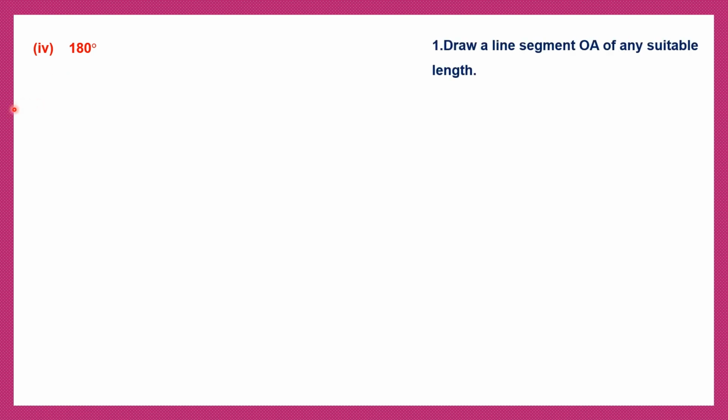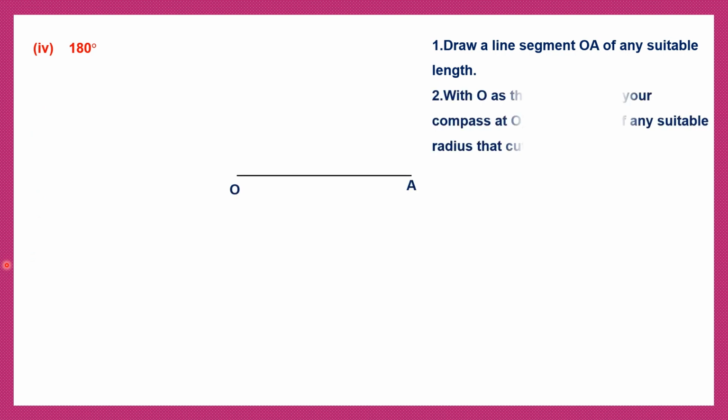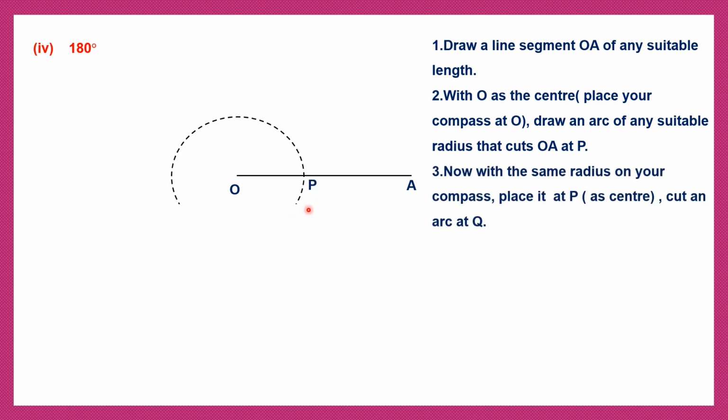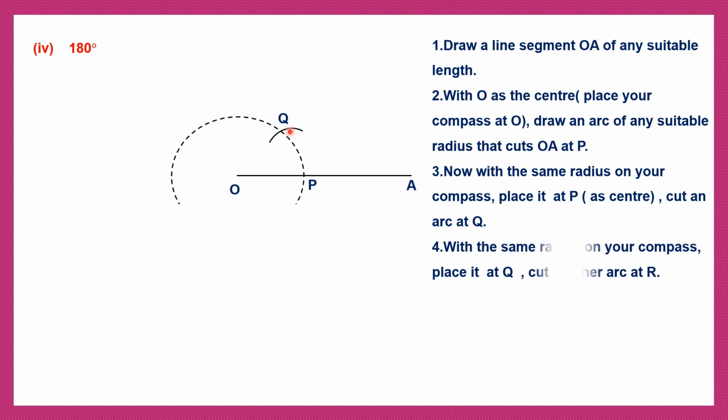So let's begin by saying draw a line segment again of any suitable length O and A. Now with O as a center, draw an arc. This is the basic step. Okay, for all constructions, we have to have this step. Draw the line, draw this arc. And then it cuts at P. Now, again with the same radius on P, cut an arc at Q. Okay, so we have Q there. Again, keep it at Q and cut another arc at R.